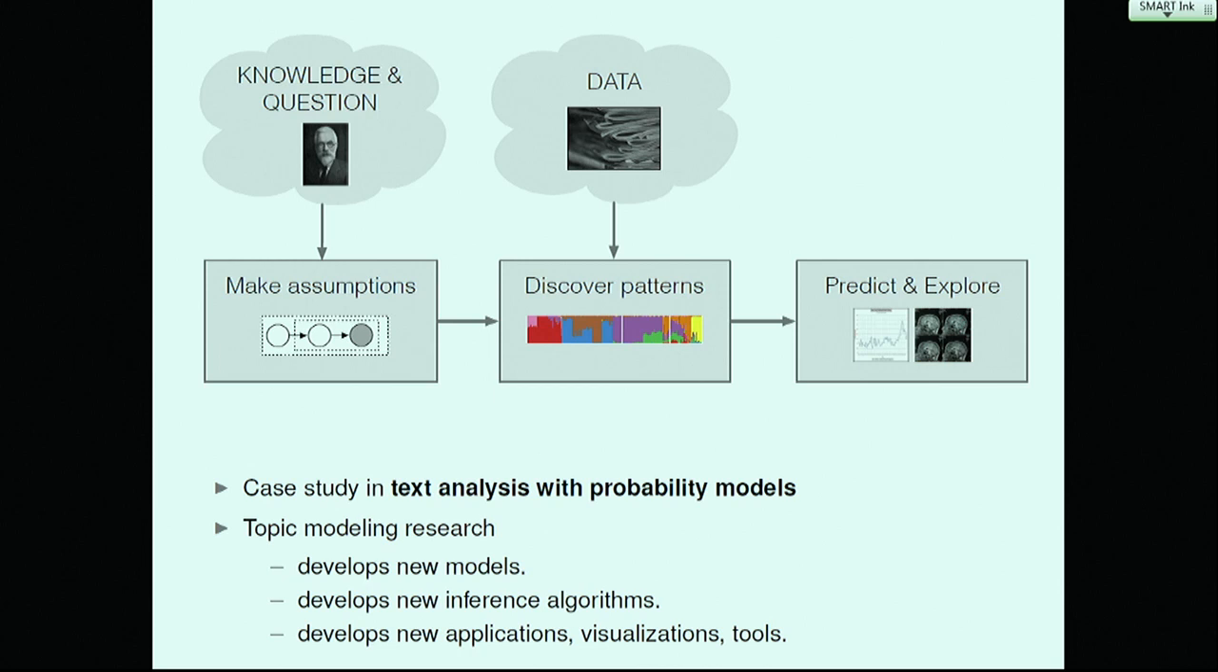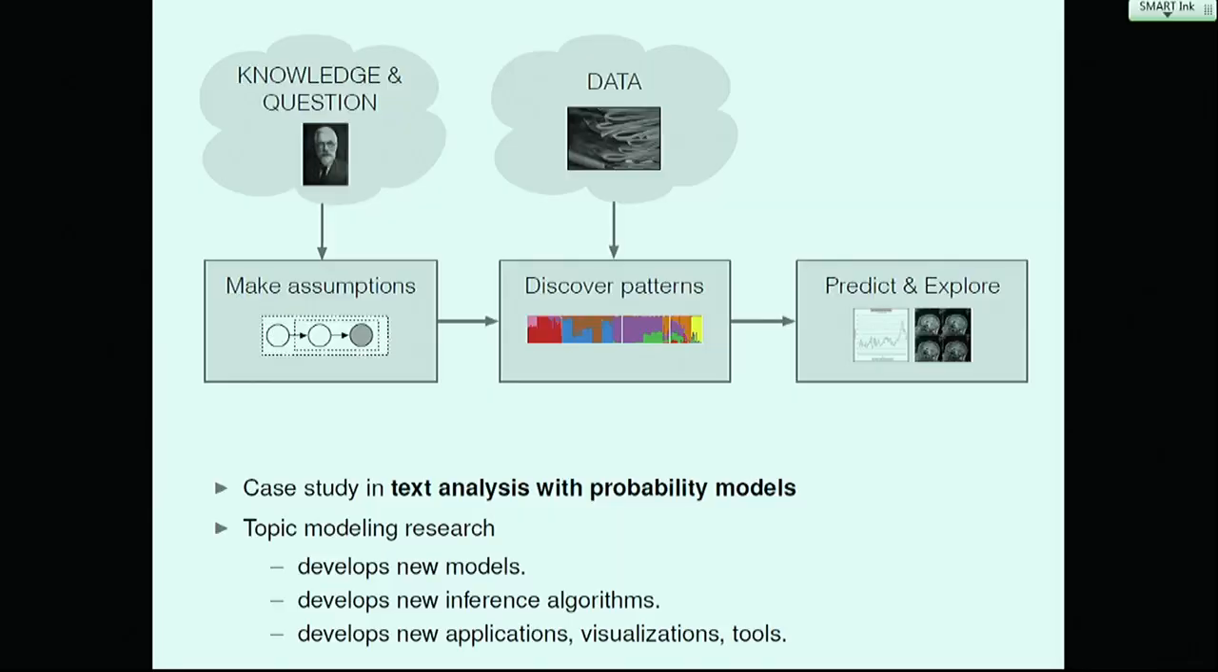From the discovered patterns, we do what we wanted to do with our task: form predictions or explore the data. And so topic modeling research looks like developing new models, figuring out new assumptions to relax, or metadata like author, title, or citation that we can incorporate into the generative process. Developing new inference algorithms, like I learned about at the coffee shop. Or developing new applications, visualizations, and tools to use the output of LDA or other hidden variable models in useful ways. Okay, and in that spirit, I want to talk now about collaborative topic models.